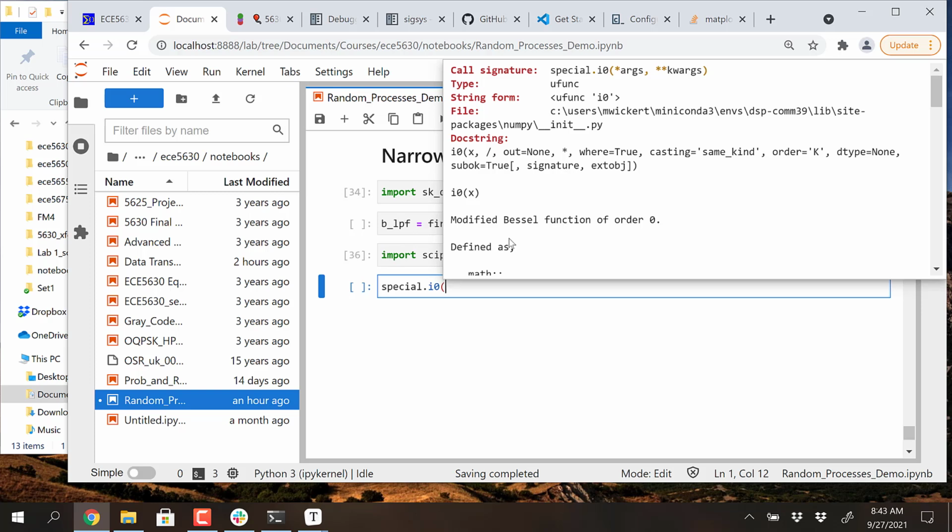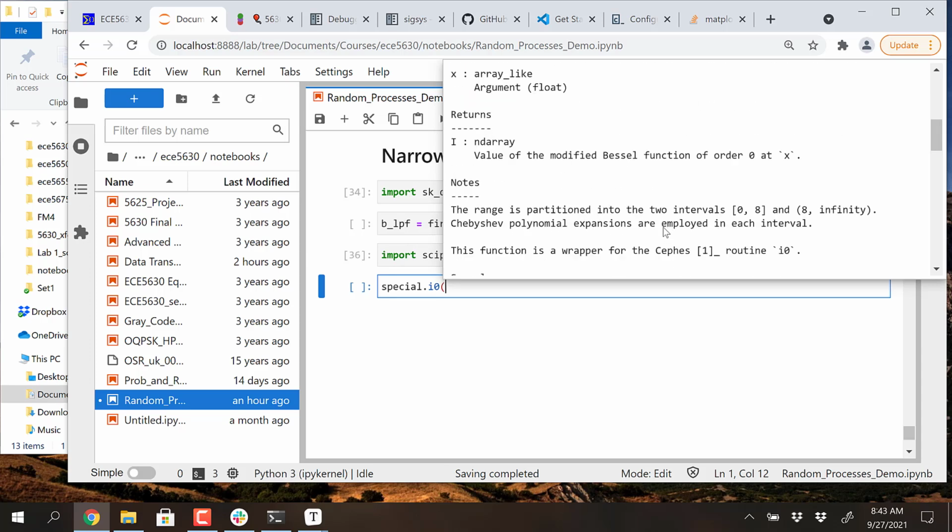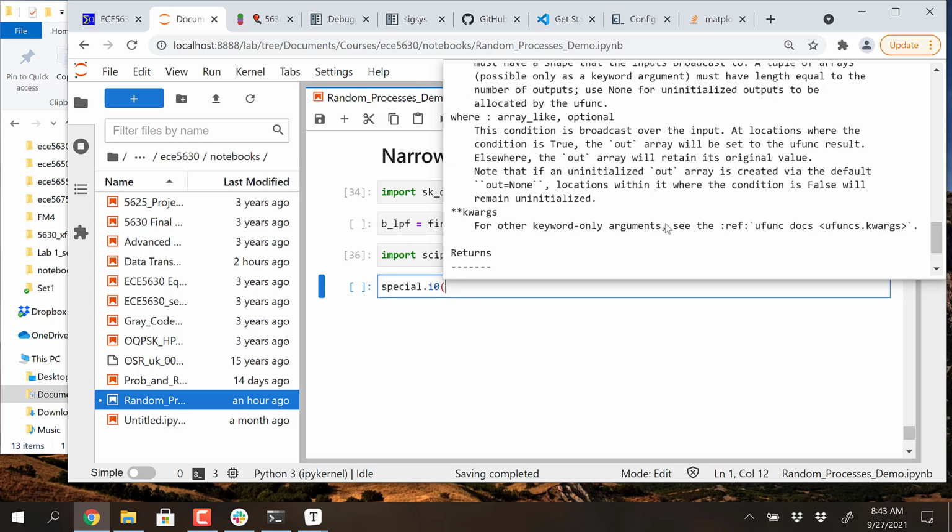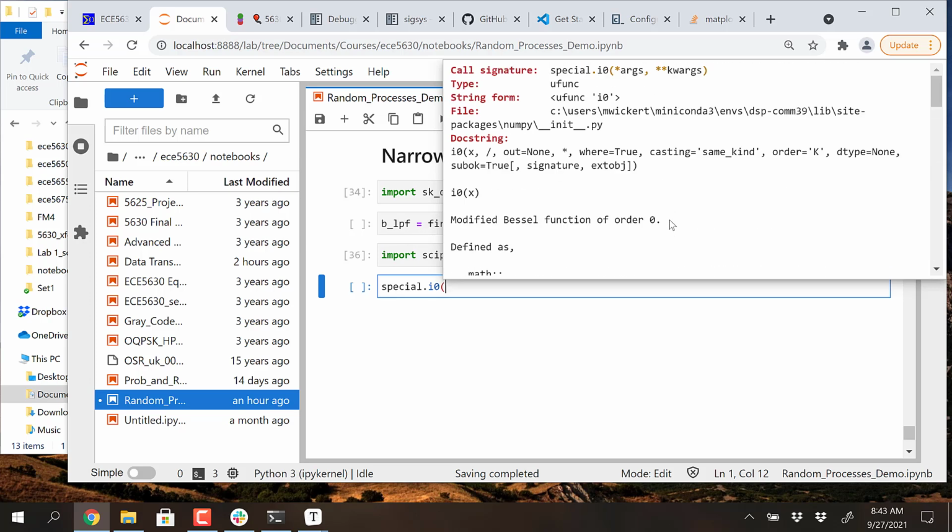So I've typed in I0, notice that, and then I put a parenthesis, and then I did Shift Tab, and it's just telling me what the signature is for that Bessel function. It says modified Bessel function of order 0, and then you'll have a bunch of notes in here.